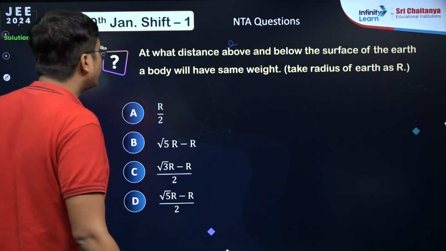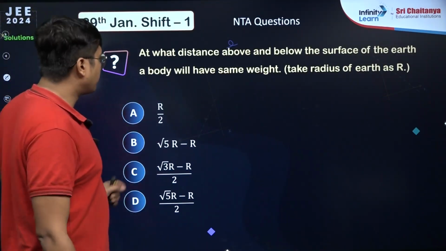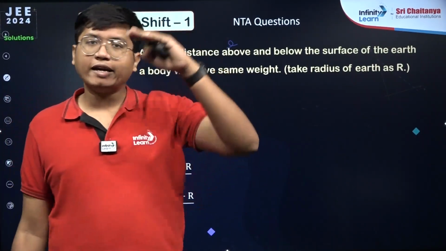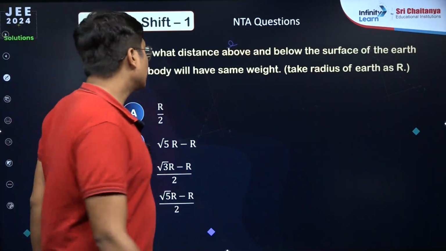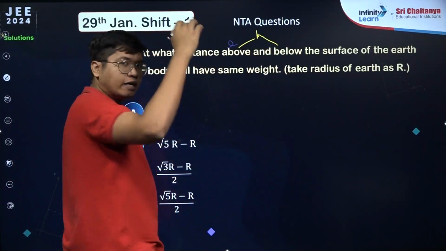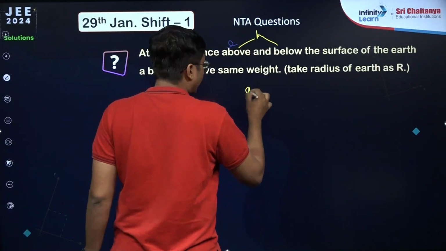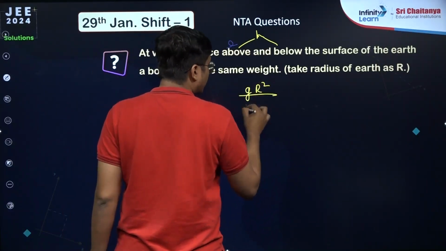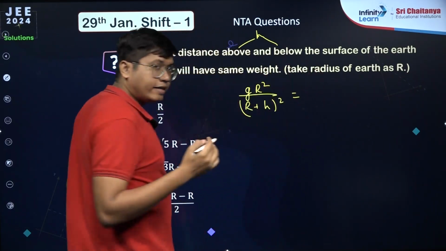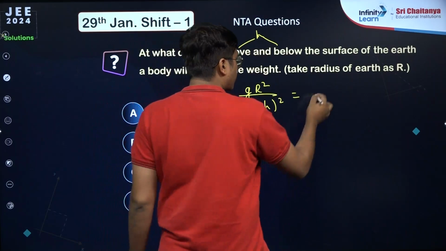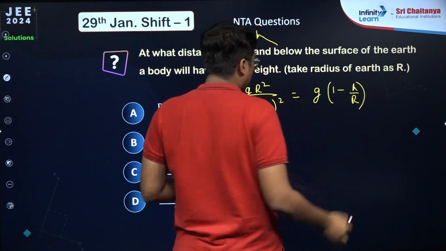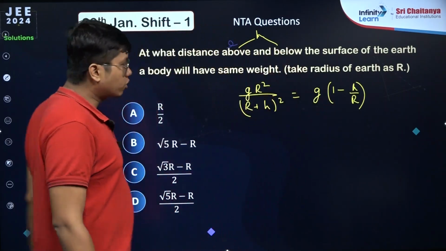It says, at what distance above and below the surface of the earth a body will have the same weight? Same weight means its acceleration due to gravity at that height or that depth will be the same. Let's assume that height or depth be equal to h. Then at a height above the earth's surface, the acceleration due to gravity is given by g R square by R plus h whole square. And at a depth below, it's given by g into 1 minus h by R. So they are equal because the weight is equal at both of those points.